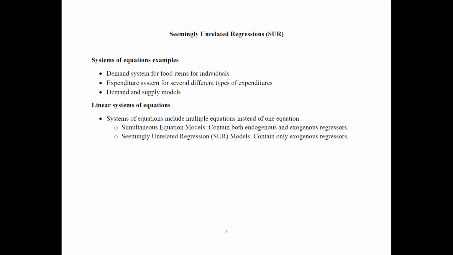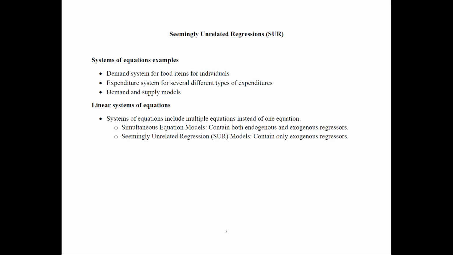The next example is an expenditure system for several different types of expenditures. For example, you can think about how we spend our money, how much goes to housing, auto, education, food, and so on. These expenditures, again, would be related for a given individual, but not related across individuals. The final example is the demand and supply model, where we have quantity and prices and how they relate to each other.